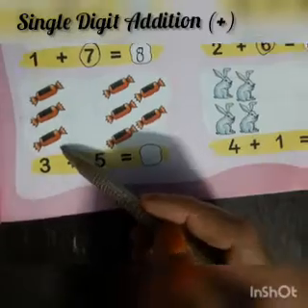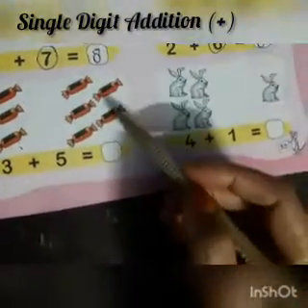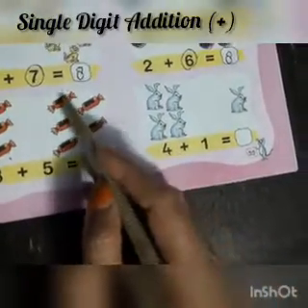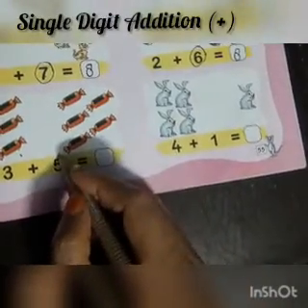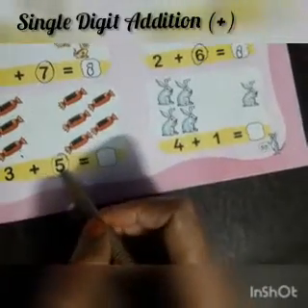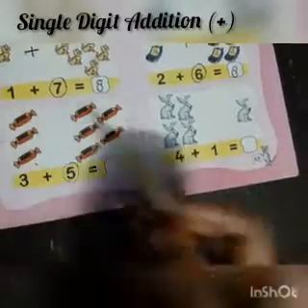There are 3 candies or toffees on the left side, and on the right side there are 5 candies. Count them. 1, 2, 3, 4, 5. So 5 is the bigger number. So keep this bigger number in your mind and count after 5. 5, 6, 7, 8. 8 will be the answer.